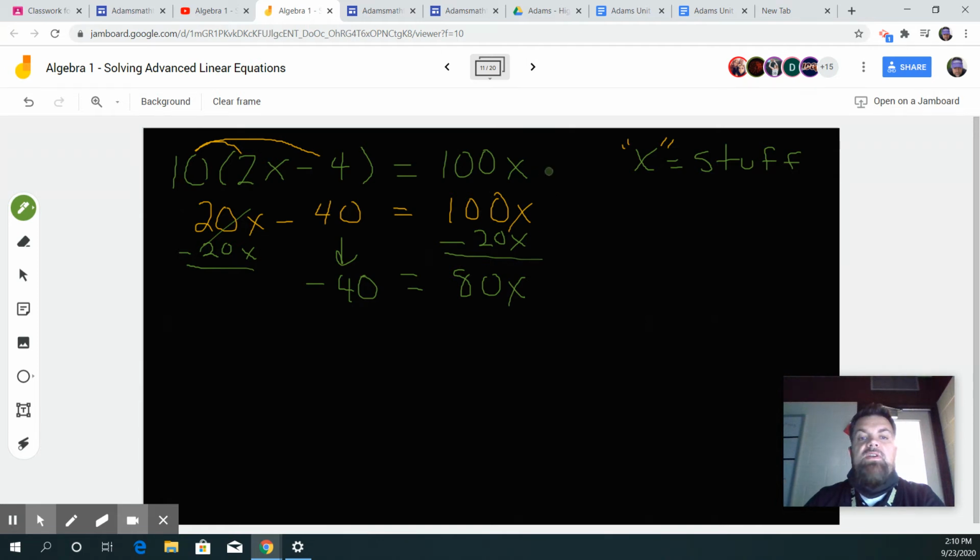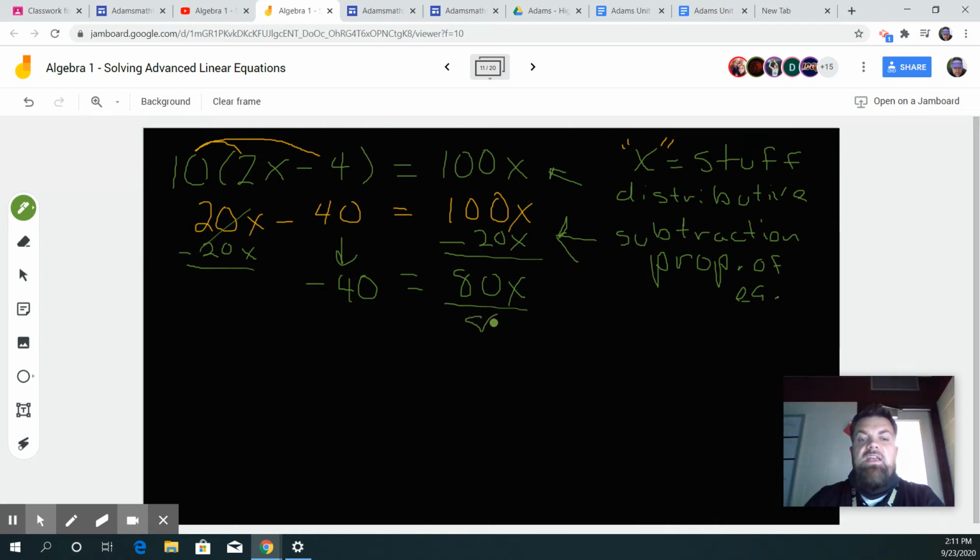By the way, we've been doing some work here. We did the distributive property, right? And then here, when we subtracted, we used the subtraction property of equality. And then to get the 80 away from the x, I'm going to have to divide by 80.